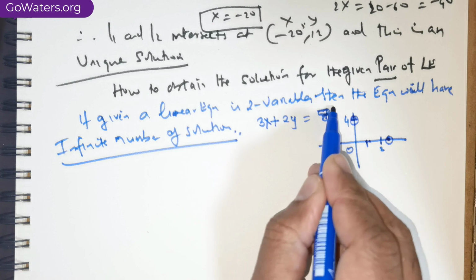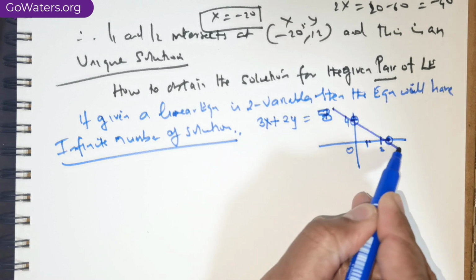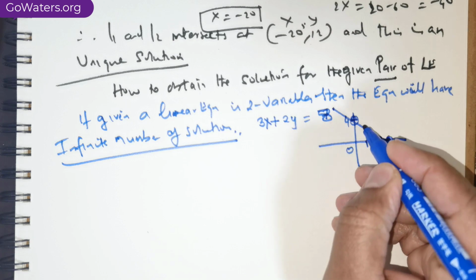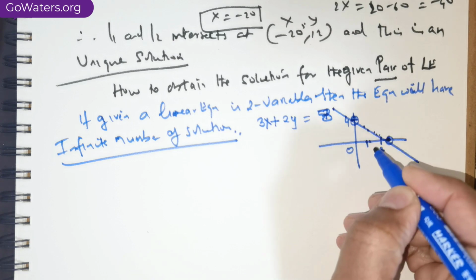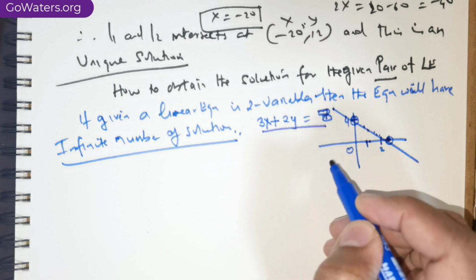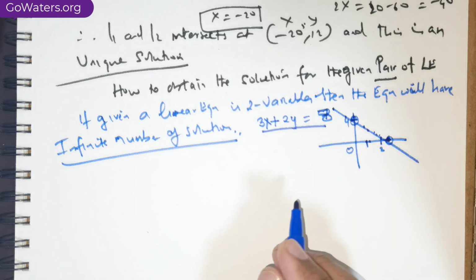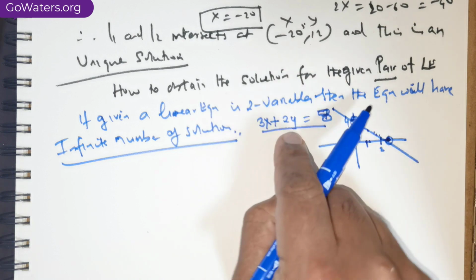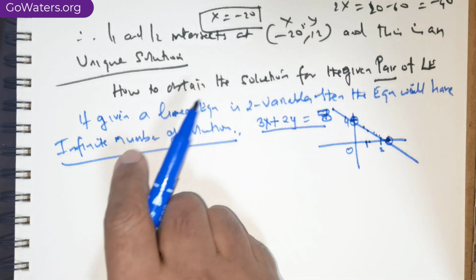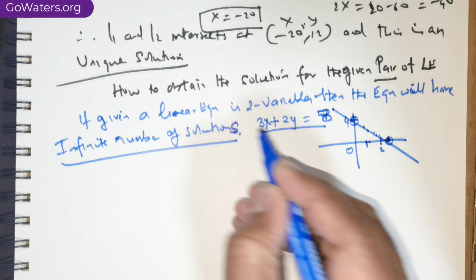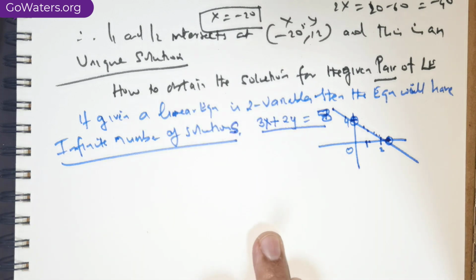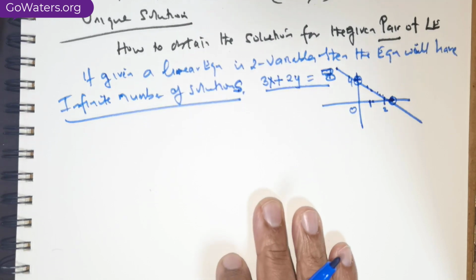So if I were to connect this, any point on this line is a solution to this equation. Have that in mind. So if that be the situation, then this line 3x plus 2y is equal to 8 will have infinite number of solutions. So that's the key note that we will have to record in our minds.